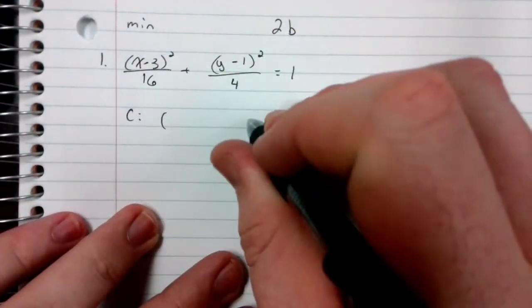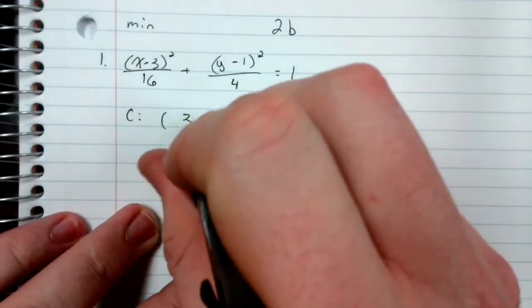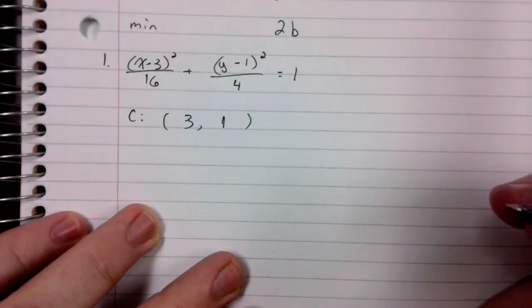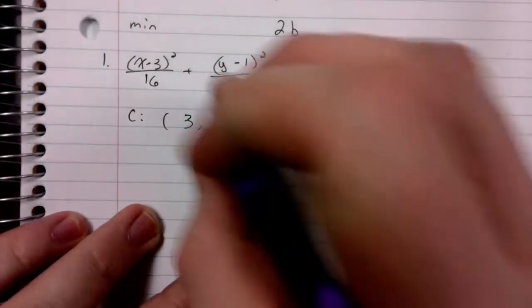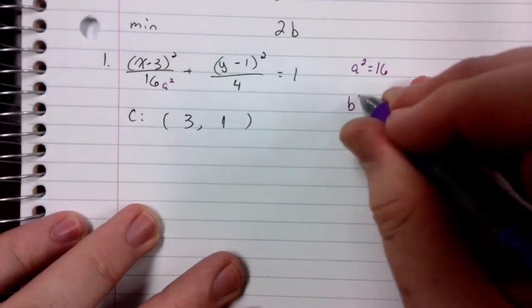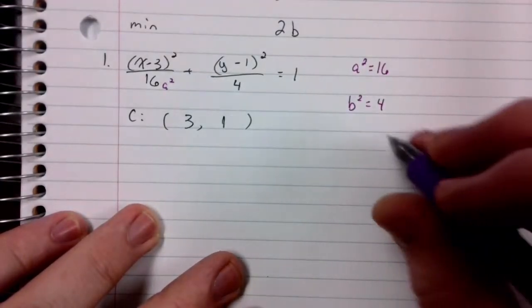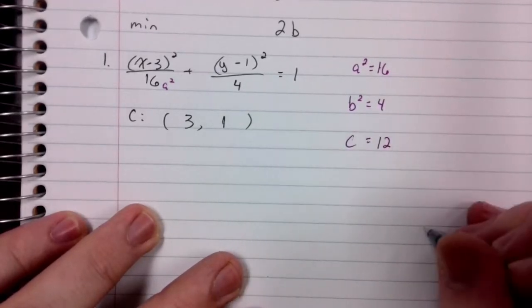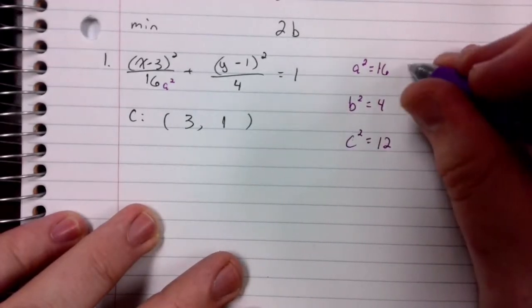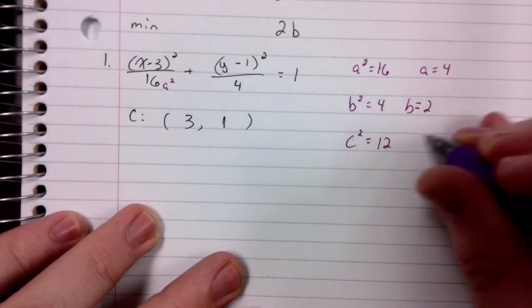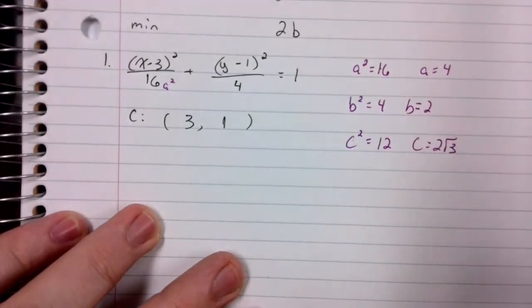The center is always going to be h, k. So here this is x minus 3, positive 3. This is y minus 1, positive 1. Okay? Just like it was with circles. So there's the center. Now here, whichever one is larger is a squared. So I can see here that a squared is equal to 16. That means b squared is equal to 4. And then I know that c squared is equal to a squared minus b squared, which is 12. And now I can take the square root of each of those, and I see that a equals 4, b equals 2, and c equals 2 root 3.